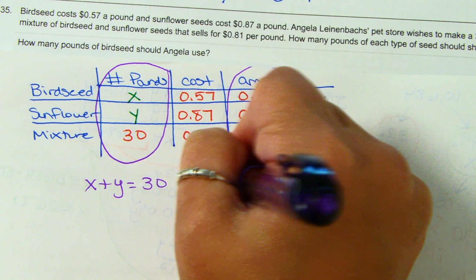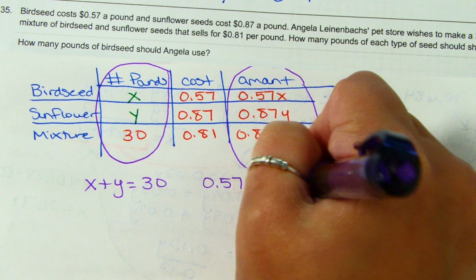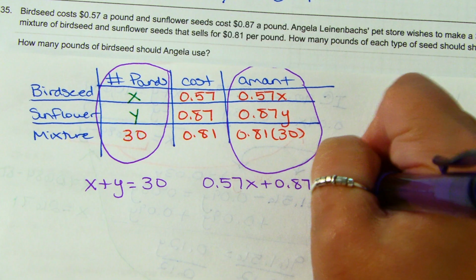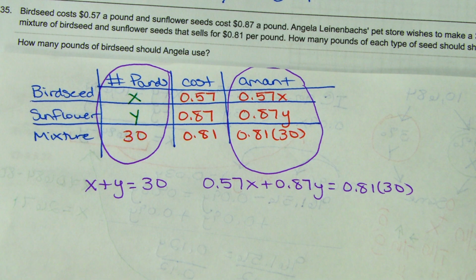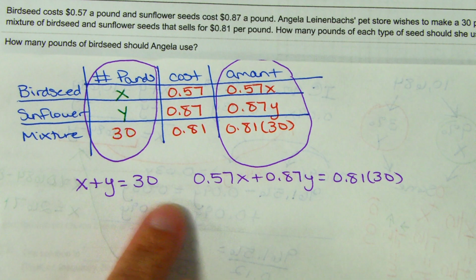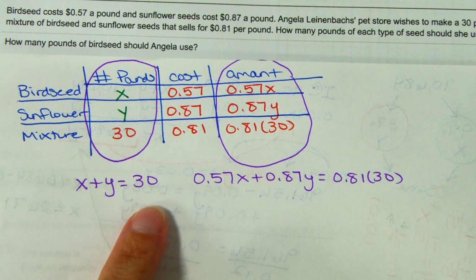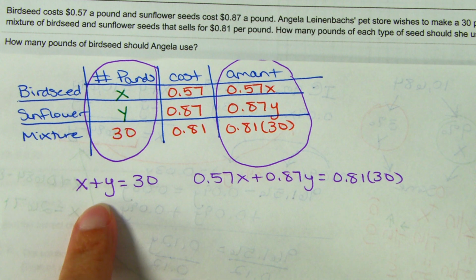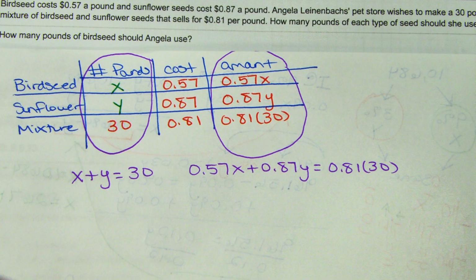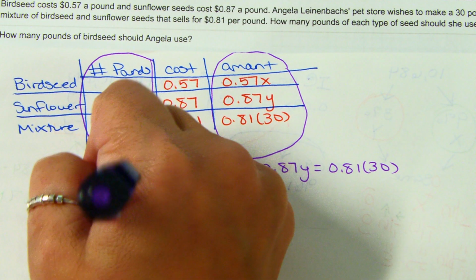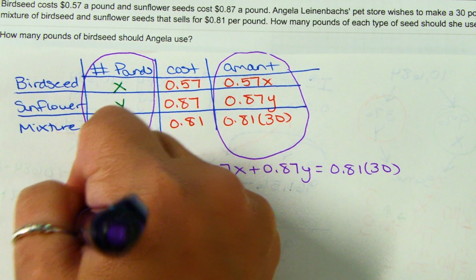but I'm going to choose to use the substitution method because I can get one of these variables by itself pretty easily. So I'm going to choose to get x by itself. How do I do that? By subtracting the y over, so that I have x equals 30 minus y. And if x is 30 minus y, I can substitute that in for my x in my other equation and solve. So I have 0.57 times x.